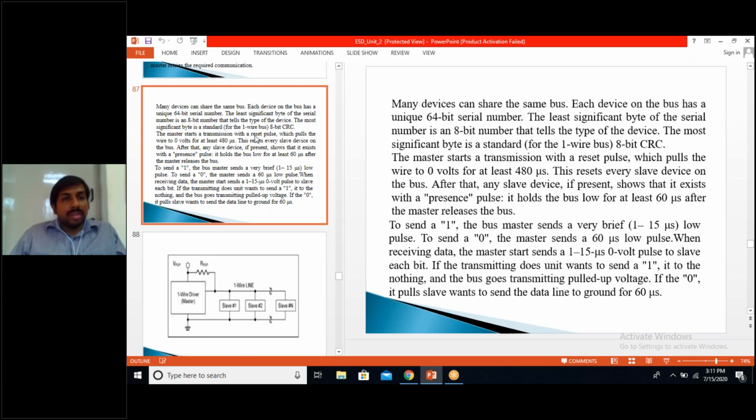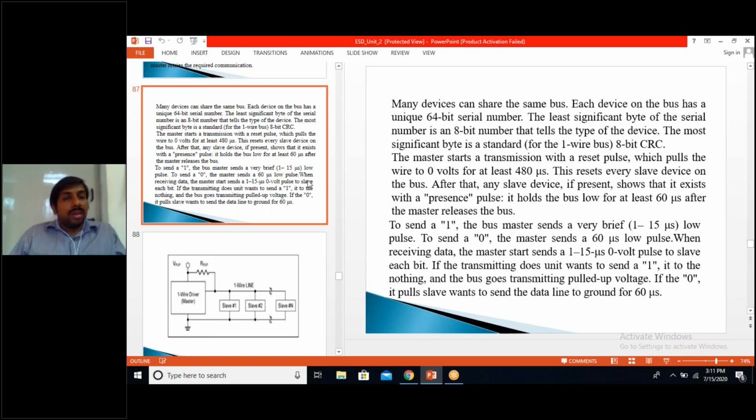Okay, so the master starts a transmission with a reset pulse by pulling the wire to 0 volts for 480 microseconds. This resets every slave device, and if any slave device is present, it sends a presence pulse for up to 60 microseconds.